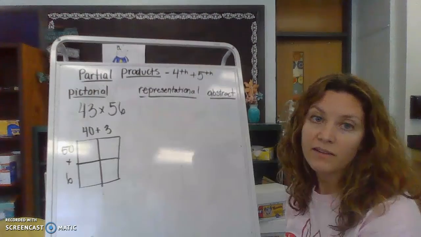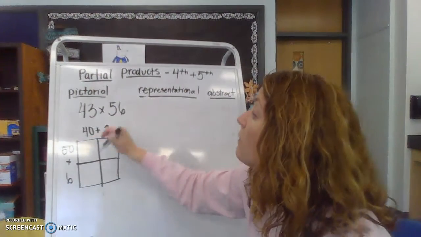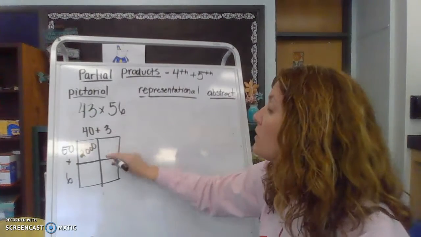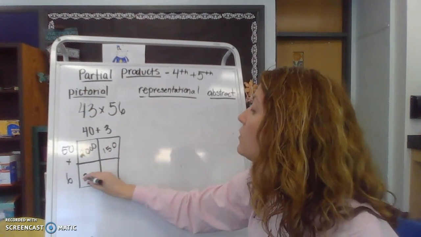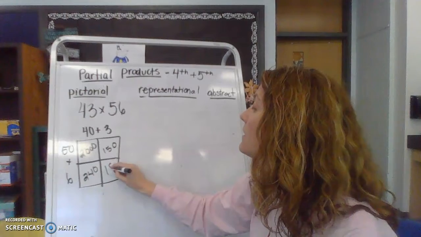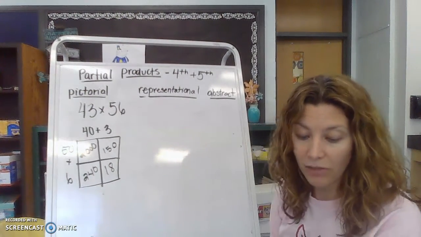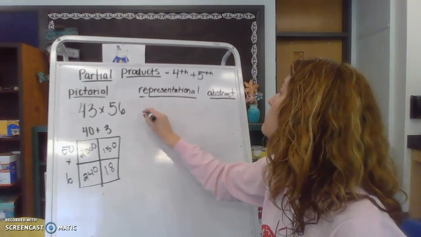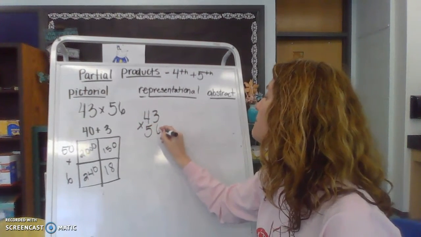Now students can just multiply the factors together. So 50 times 40 would be 2,000. 50 times 3 would be 150. 6 times 40 would be 240. And 6 times 3 would be 18. And they would add all of them up to get their final answer. Same thing, then we move to partial products where it's a little bit more efficient, a little bit faster.